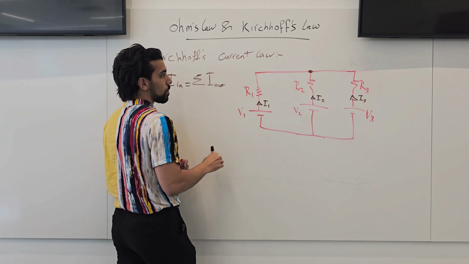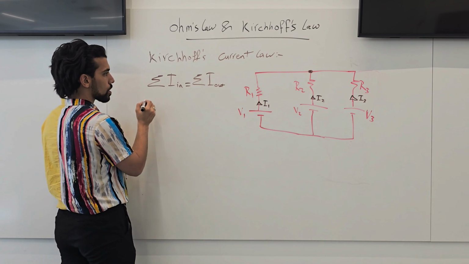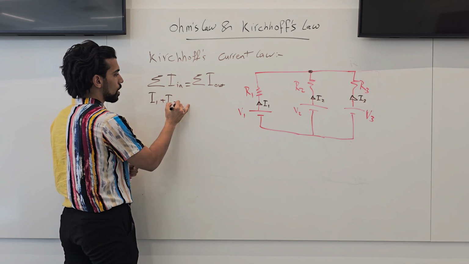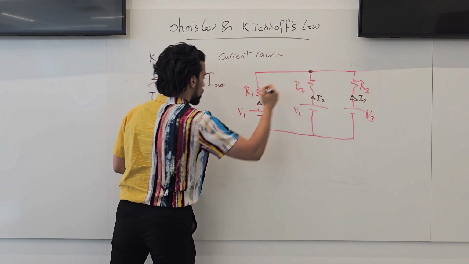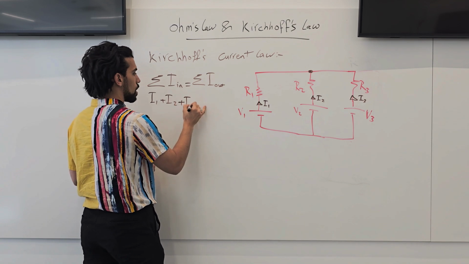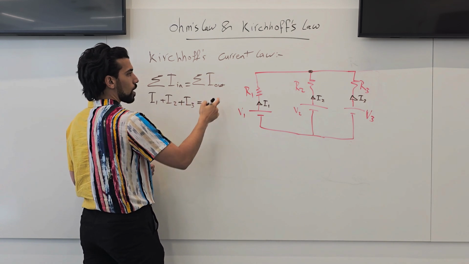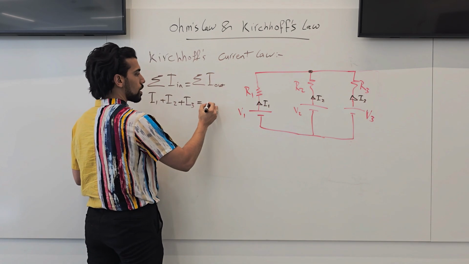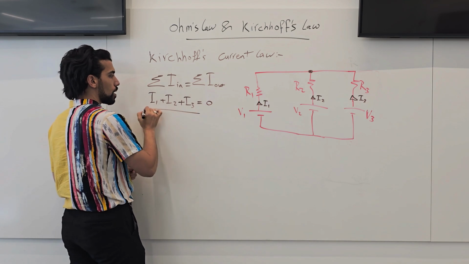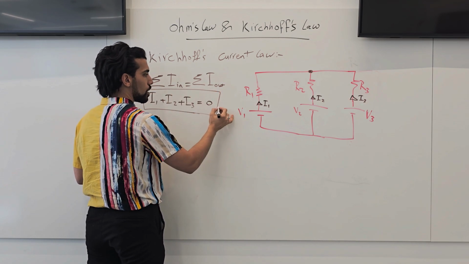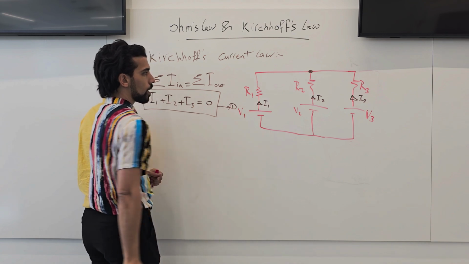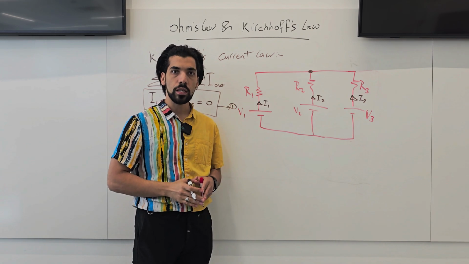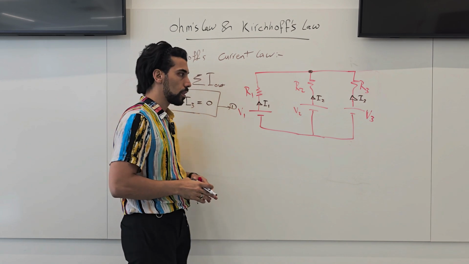The currents going inside are I1 plus I2 going inside, and also I3 going inside, equal to the currents going outside. As we have all of them going inside, the summation here is equal to 0. So this would be the first equation that we have. Then we will use the Kirchhoff voltage law to evaluate the voltages.